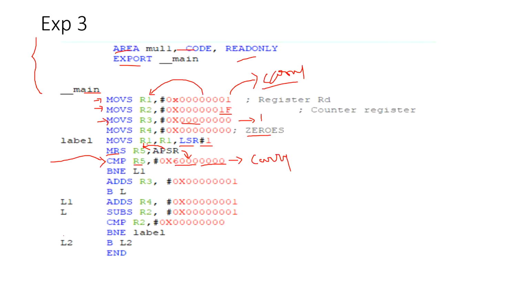Whenever I copy it into R5, next I will compare R5 with 6 followed by 7 zeros. Then I will check branch if not equal. That means I am checking whether R5 is equal to this or not, that is, whether carry has got generated or not. If they are not equal, that means carry has not got generated, so just come down over here. Then increment R4, because I know that if the carry has not got generated, then the particular bit is 0. Correct? If they are equal, that means carry has got generated.